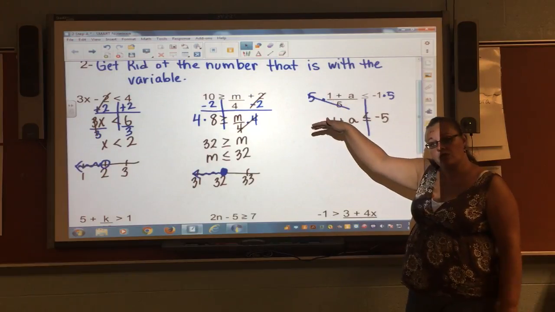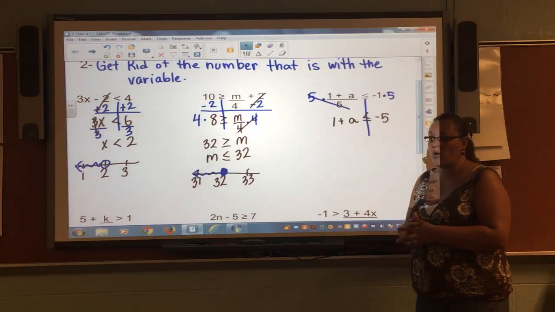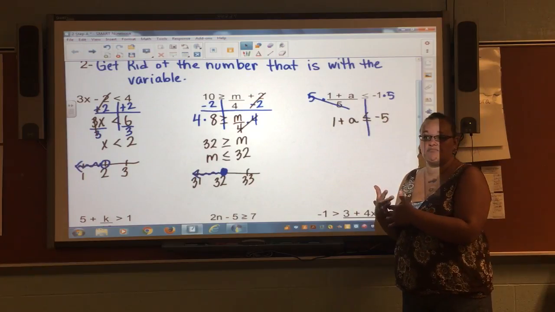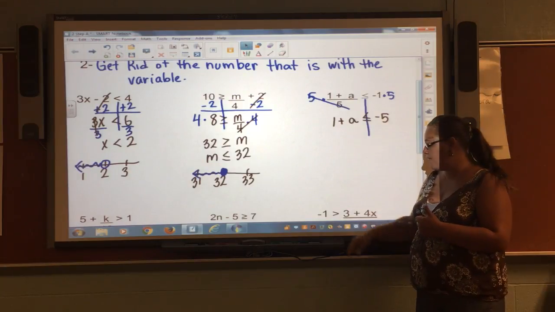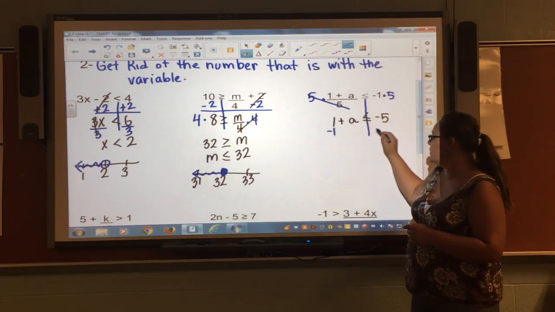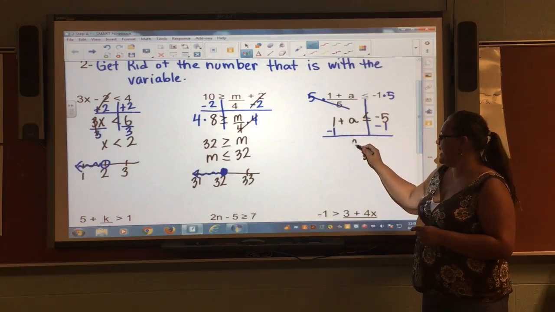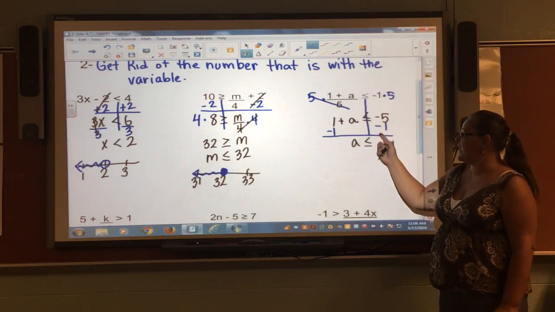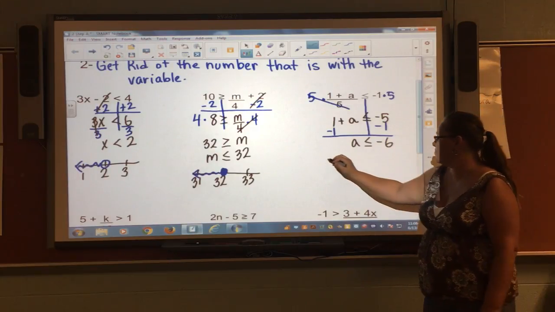So those rules or those guidelines at the top are exactly that. There are guidelines. They work most of the time, but sometimes when you get something ugly, you have to change the rules a little bit. So, what number do I have to get rid of? I have to get rid of the constant term. The opposite of +1 would be to subtract 1 from both sides. And I get a is less than or equal to, over here, my signs are the same, so I'm going to keep it and add. 5 plus 1 is 6.